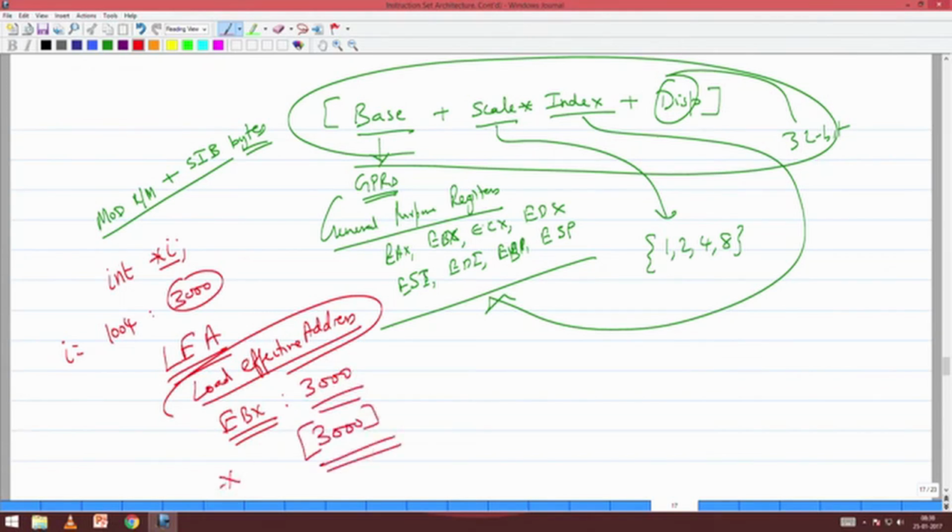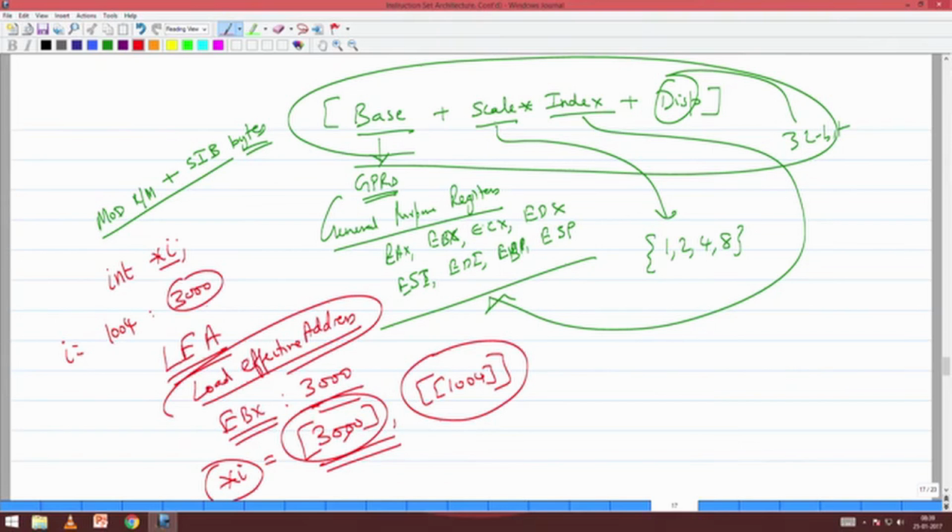So, star I would be the content of 3000, which is nothing but the content of 1004, correct. Are you able to follow this, right? Star I is the content of I. Star I is the content of 3000, which is this. So, there are instructions basically used to handle these types of activities.